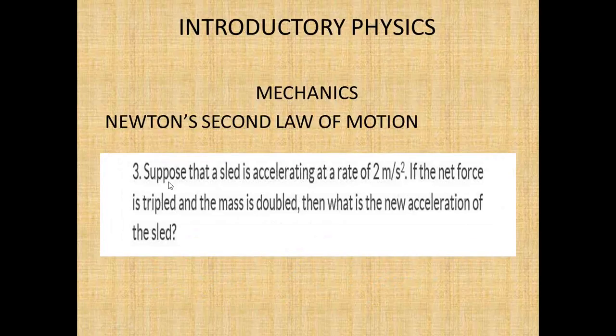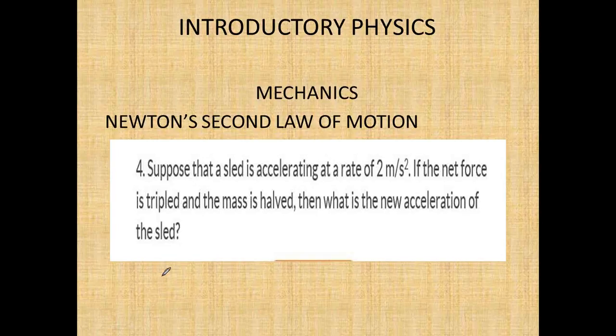All right. Okay, so this scenario is, suppose that a sled is accelerating at a rate of 2 meters per second squared. This is the acceleration. If the net force is tripled and the mass is doubled, then what is the new acceleration of the sled? So, you always start with what you know.